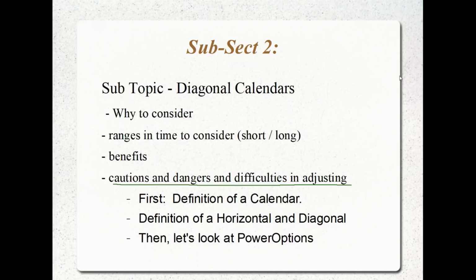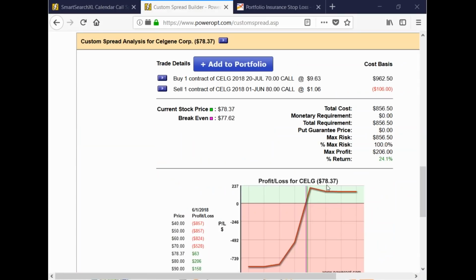Is this strategy better? Let's see, make sure the screen comes up. Is this strategy better than doing a covered call? Is my return better here, buying that July 70 call for 963 and selling a June 80 call for 106, 14 days out, a return of 24%, better than buying the stock at 78.37 and selling the June 80 call for 106? Well, yeah, I mean, it's 24% versus maybe a 3% return, a 2% return.